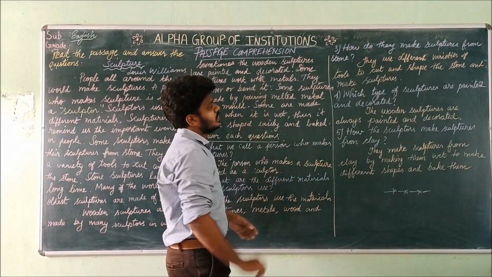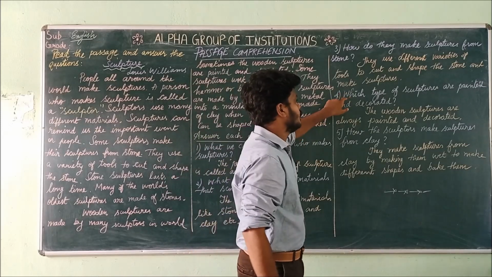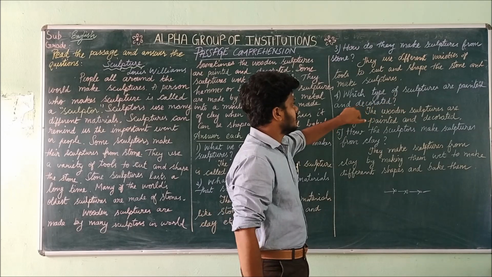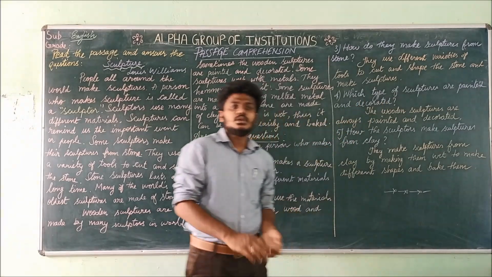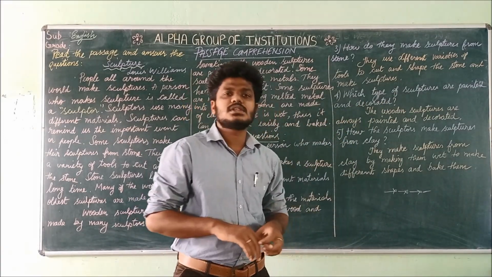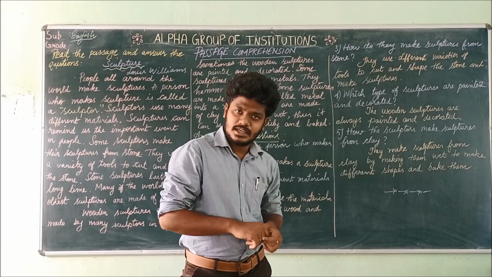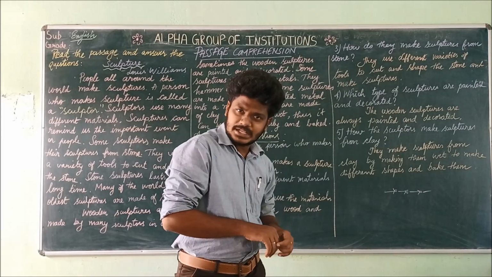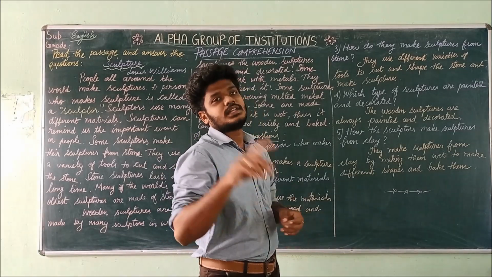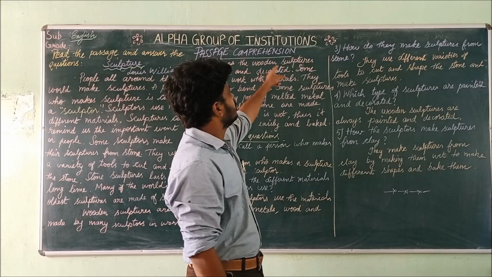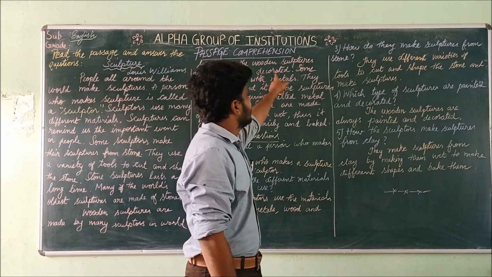So they use all these tools to make sculptures from stones. So that's the process. So look at the fourth question. Which type of sculptures are painted and decorated? Stone, clay, metal? No. Yes, that's what? Wood. Because it is given there. Sometimes the wooden sculptures are painted and decorated.